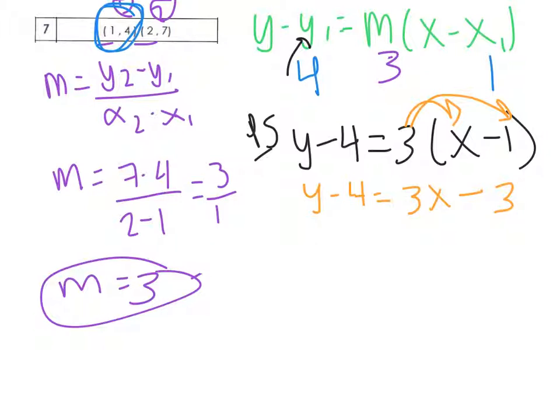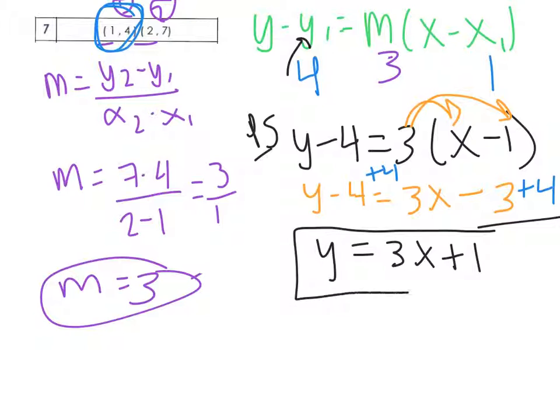It's y minus 4, so we're going to use the inverse operation. We're going to add 4. And if I do it to one side, I have to do it to the other. So I'm going to add 4 to both sides. When I do that and I rewrite it, I now have y, and then negative 4 plus 4 is 0. So y equals 3x, and then negative 3 plus 4 gives me plus 1. So in slope-intercept form, I have y equals 3x plus 1.